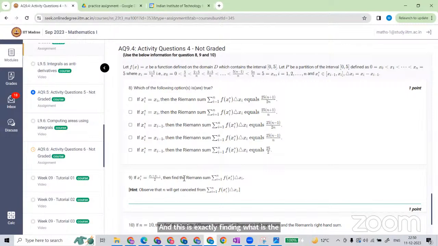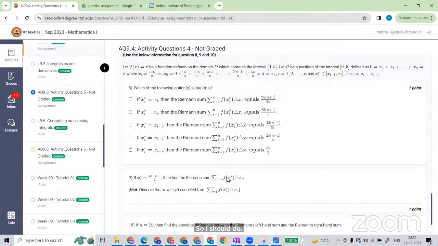You just need to divide your interval. Can you solve that question for me? Yeah, actually it will take time. It will take time to solve that. I should have done it earlier.